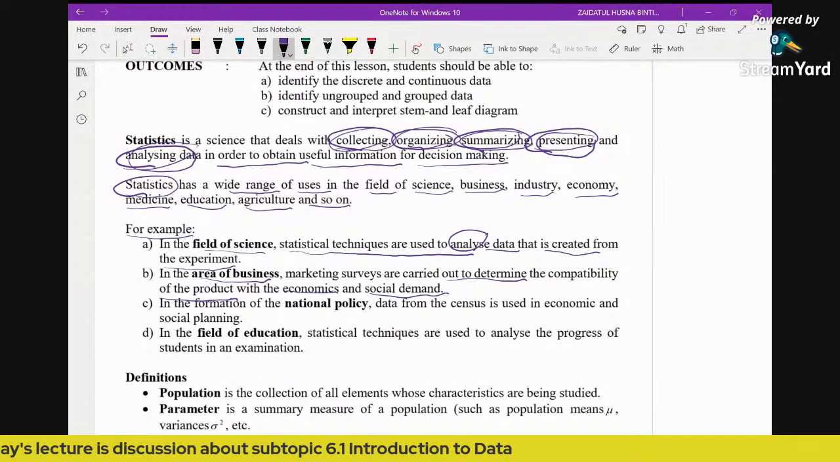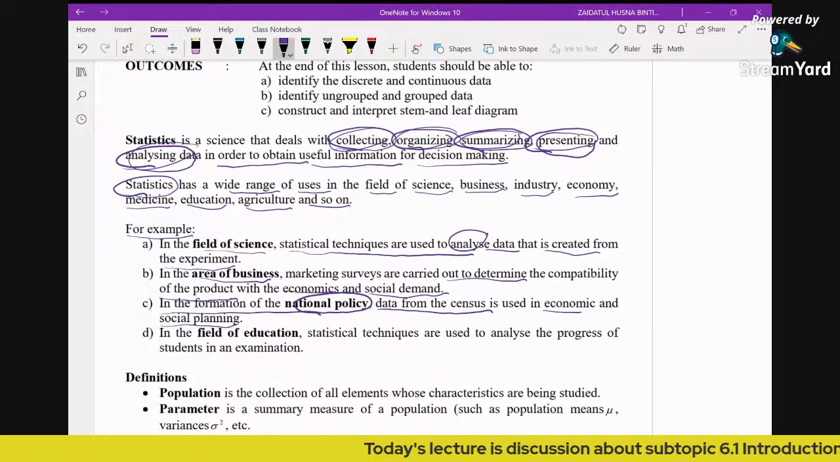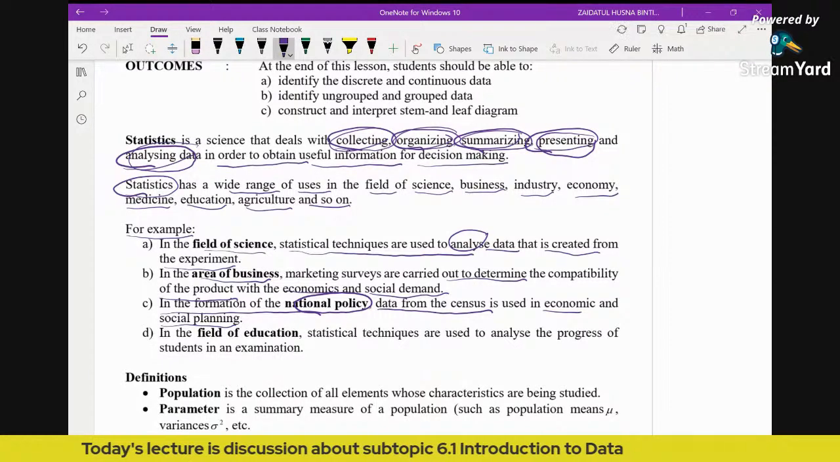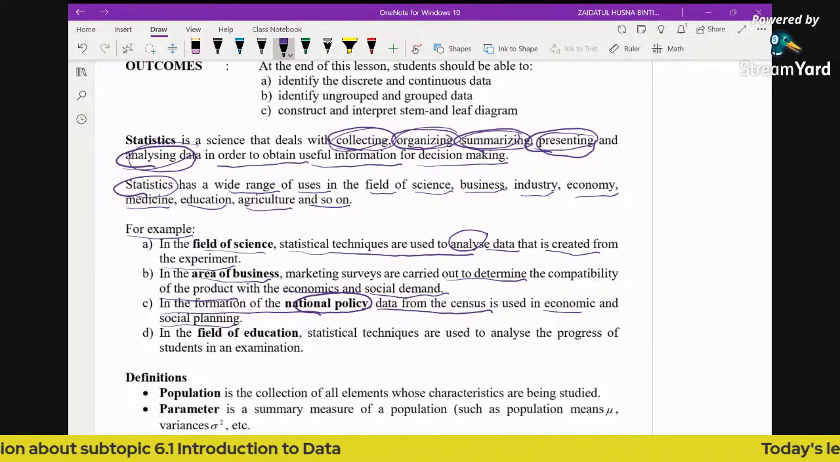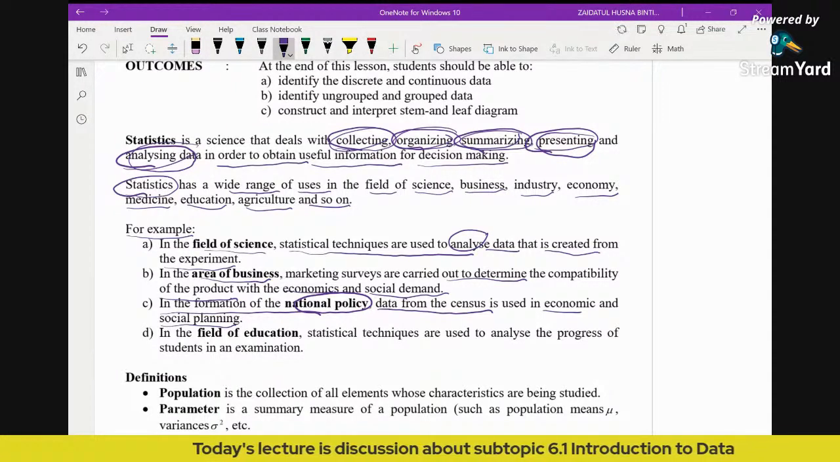And in the formation of national policy, data from the census is used in economic and social planning. If we try to apply this to the current situation, let's talk about COVID-19 vaccination. The government took the numbers of people who had registered for the vaccination. From there, they collected numbers.